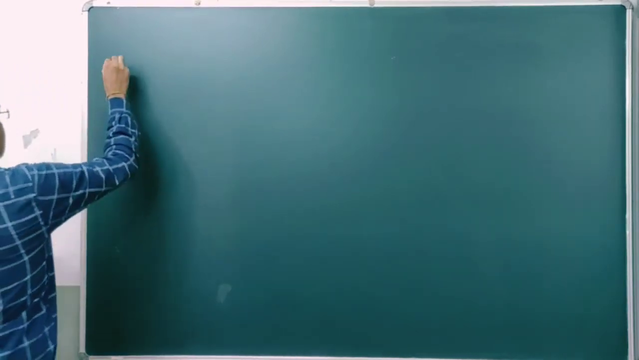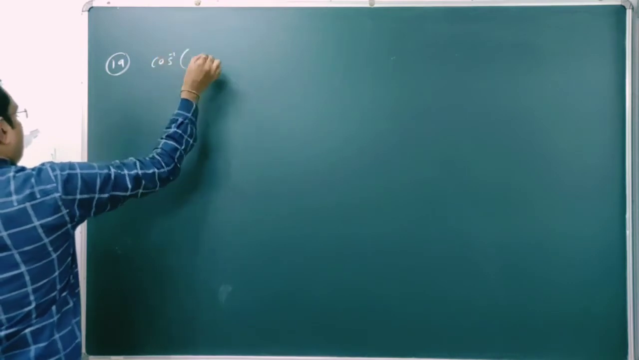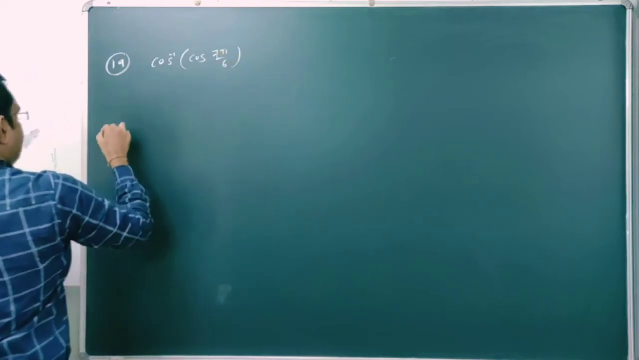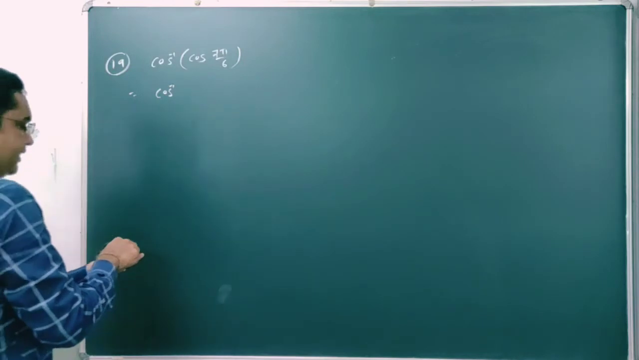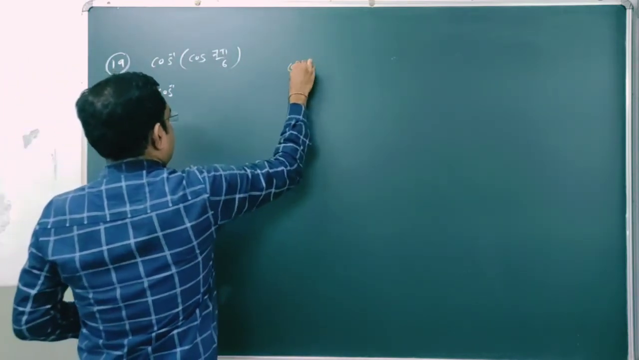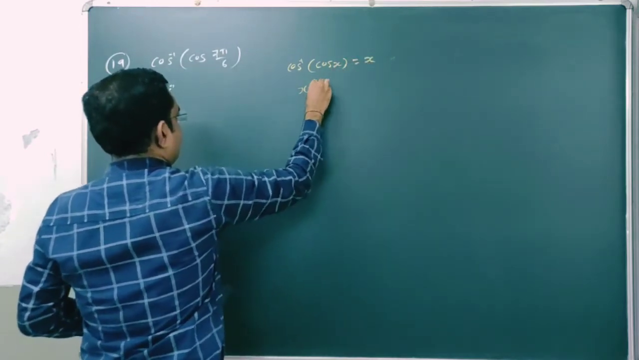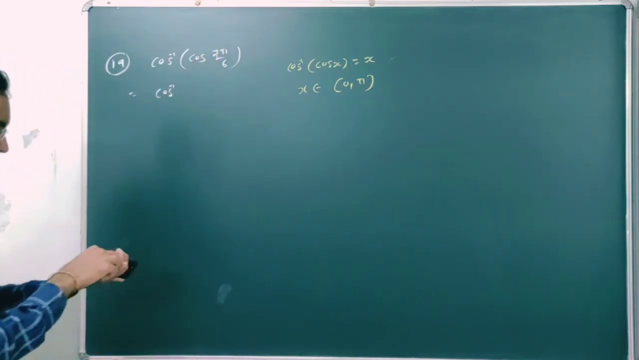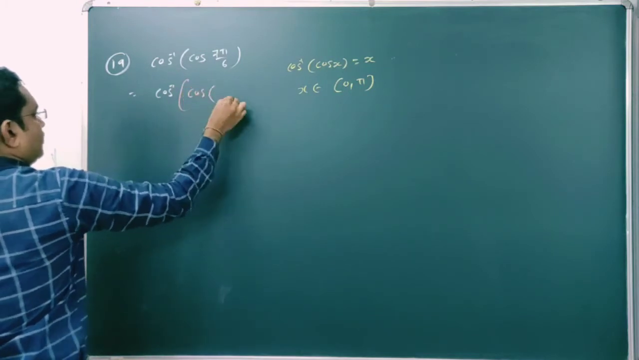So now question number 19, MCQ. Question 19 says cos inverse cos 7 pi by 6. So here, the cos inverse property says that cos inverse cos x equals x when x belongs to the closed interval 0 to pi, but this 7 pi by 6 is not between 0 and pi, so we have to transform it. So this one is cos of 2 pi minus 5 pi by 6.